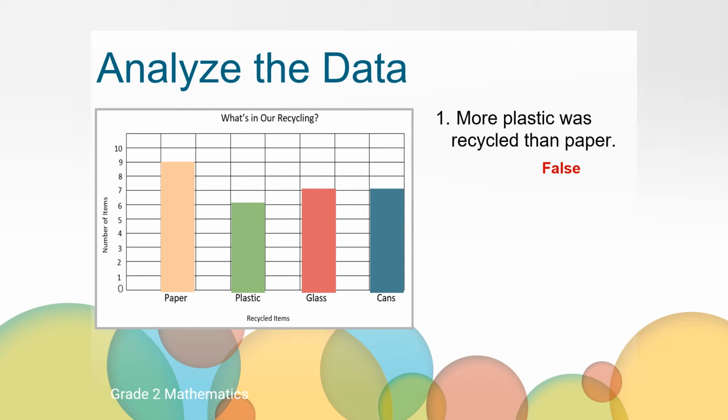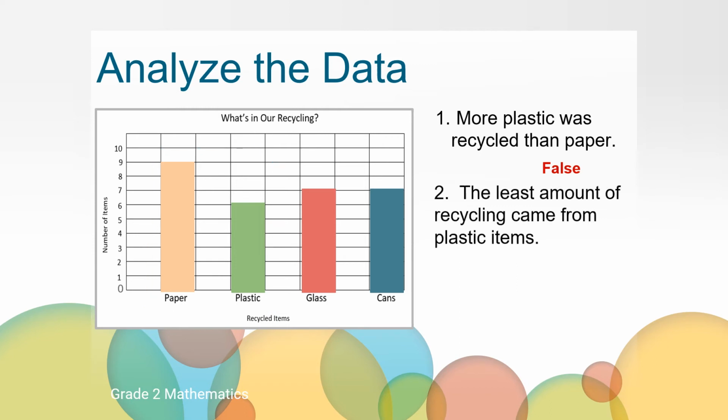What did you see in the graph to help you know this was not true or false? That's right. When you look at the bars for paper and plastic and compare them, plastic is lower than paper with only 6 items, and paper is higher with 9 items. Let's try another one. The least amount of recycling came from plastic items. Is this true or false?